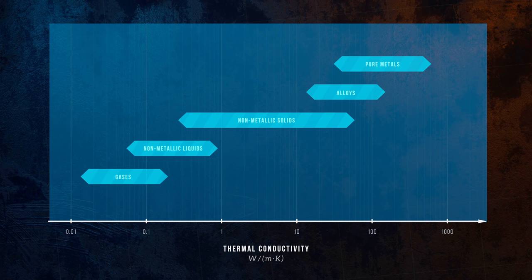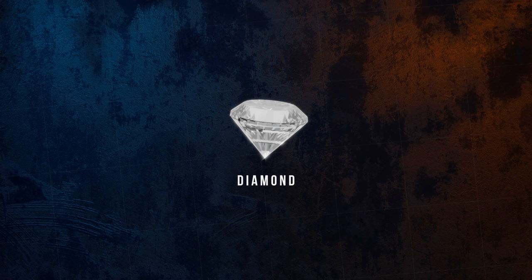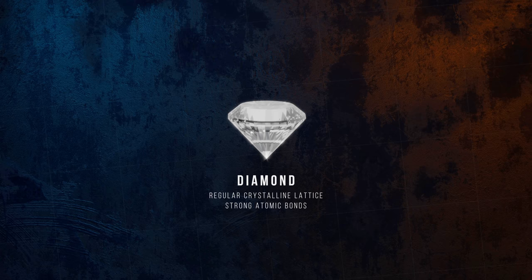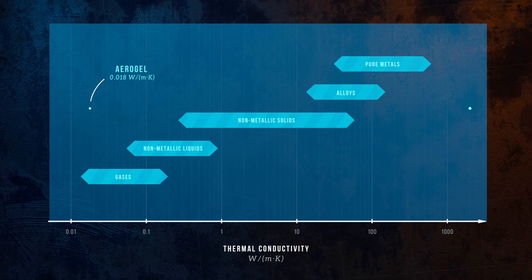Diamond is an interesting material. It has very high thermal conductivity despite not being metallic. This is because its very regular crystalline lattice and strong atomic bonds allow lattice vibrations to travel very efficiently. On the other end of the spectrum, there are materials like aerogel that are engineered to have extremely low thermal conductivities. Here's how they compare to a few other common materials.